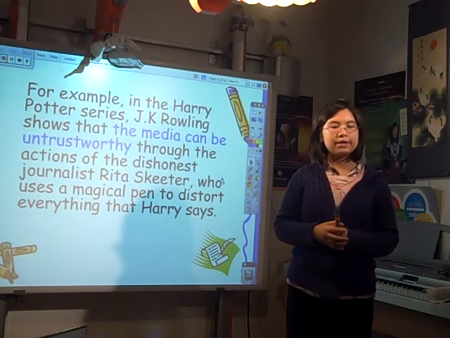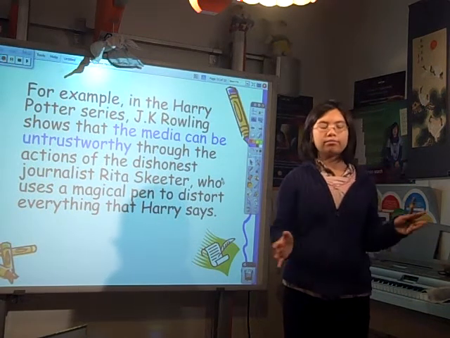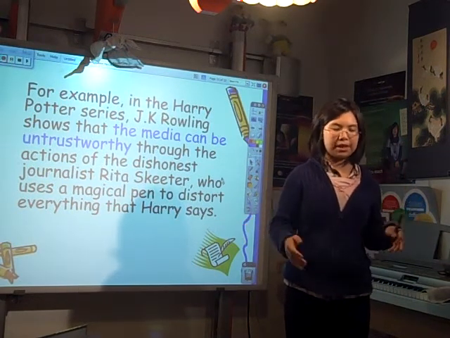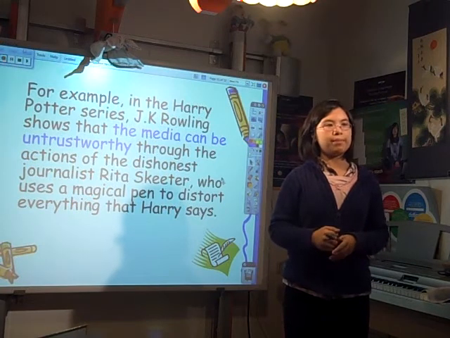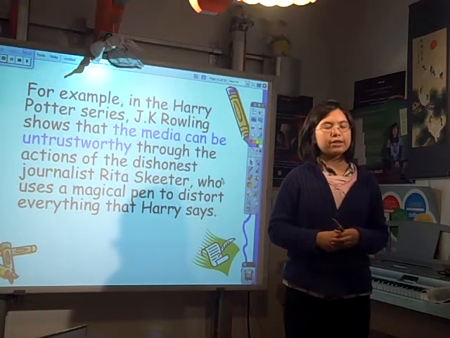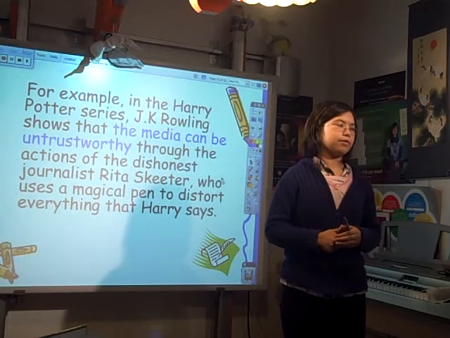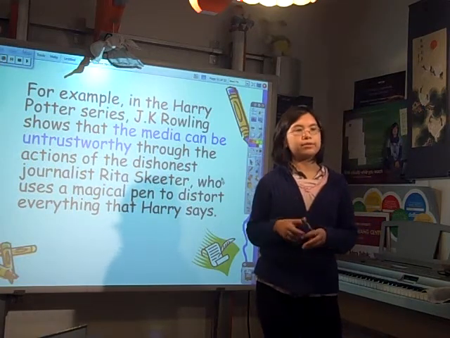Now, obviously, J.K. Rowling doesn't just say the media can sometimes be untrustworthy. She uses this example of Rita Skeeter, and most likely it's not to get the point across, but it's a theme that happens as a result of that.